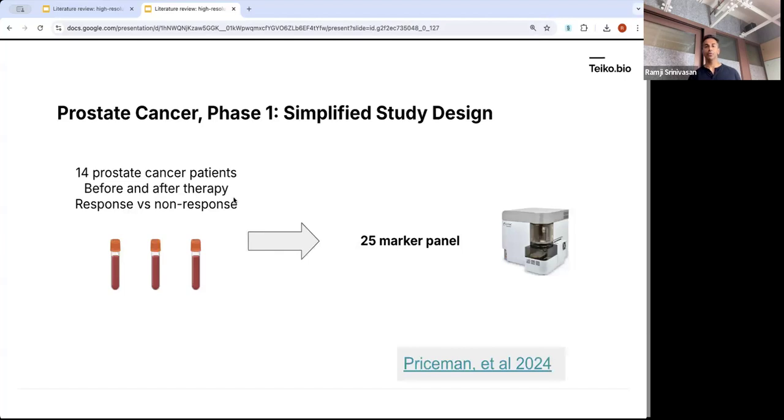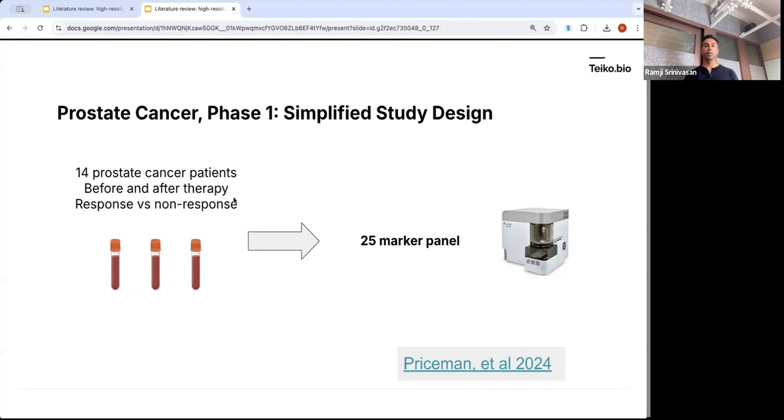So let's go to our third and last study, which is prostate cancer. And this is a phase 1, a simplified study design. So this is 14 prostate cancer patients before and after therapy, response versus non-response. And again, on a 25 marker panel. This was Priceman et al.